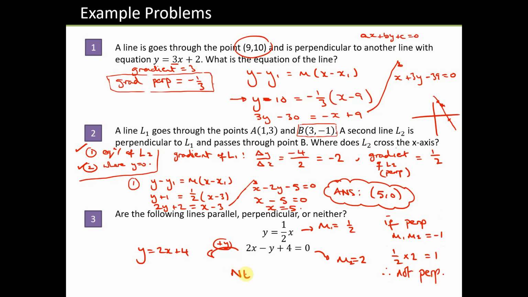So in fact, the answer to this is neither. And if you need any further convincing, we can plot both of these graphs, either on an internet plotting tool or just through your knowledge of plotting graphs, and you would clearly see that they are neither.